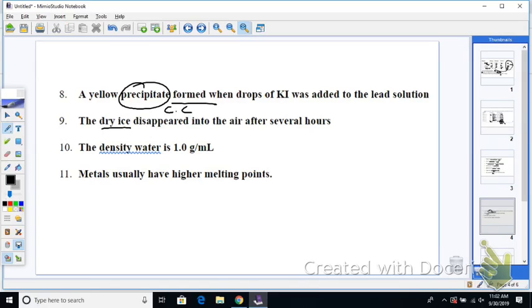Dry ice disappeared into the air after several hours. So it's going from a solid to a gas. That's sublimation. So that's a physical change. The density describes how compact it is. Nothing's changing, so it's a physical property. And then metals usually have a higher melting point. That's just describing its nature, that they have to heat up pretty high before they'll melt. Physical property. Okay? So if it presently is doing something or it's in the past, it's a change. If it's a measurement or it describes something that can change but doesn't, that's a property.